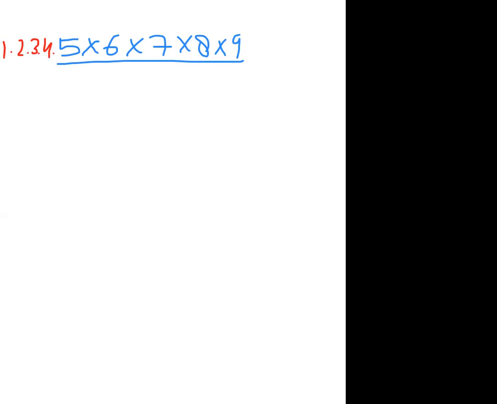A question came: 5 into 6 into 7 into 8 into 9. I need to represent it in factorial form. See, this one is in sequence. If I multiply the numerator and denominator by 1, 2, 3, 4, what will it become? 9 factorial upon 4 factorial. So I suppose it is really very easy.